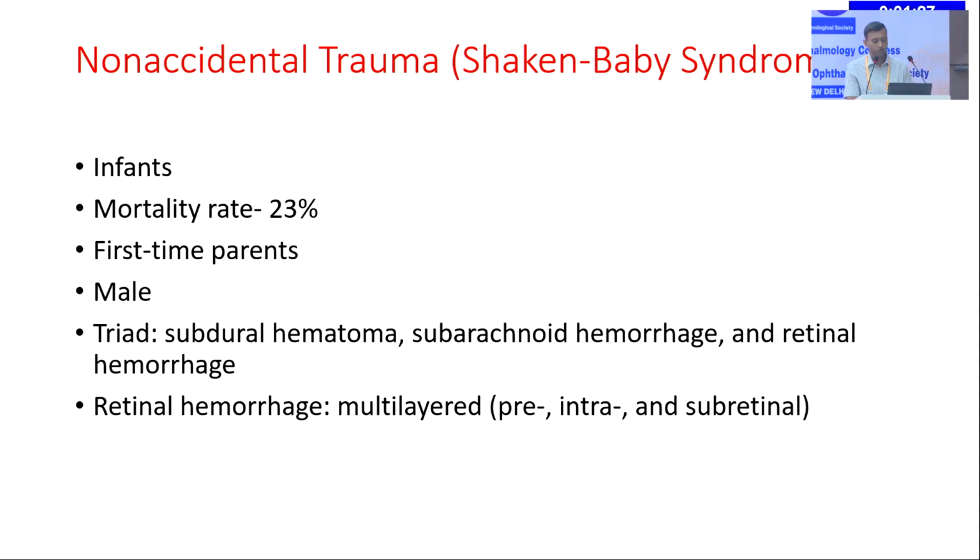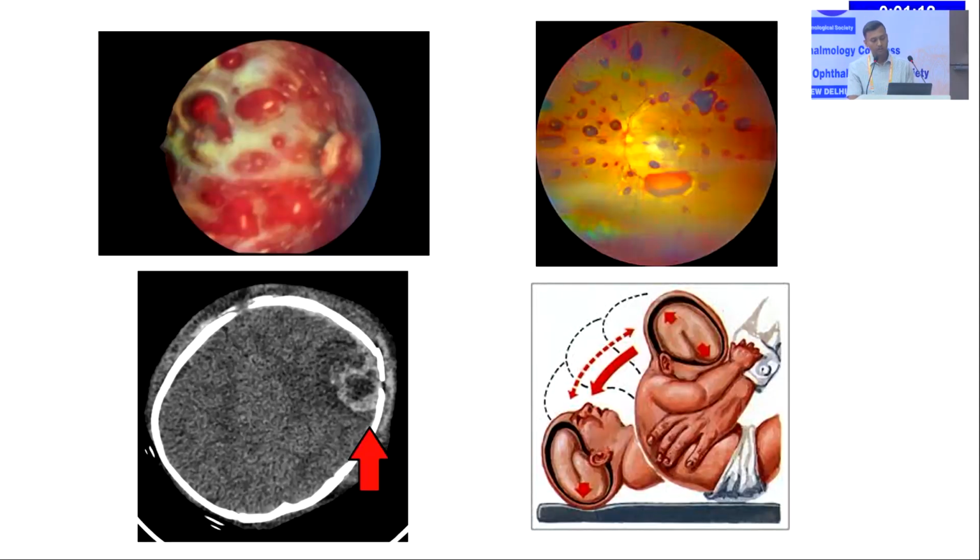Sometimes, very rarely, we come across non-accidental trauma in infants in the form of shaken baby syndrome, and this is generally seen in first-time parents, mostly male, who are suffering from depression, where they repeatedly hurt their infants. There can be a triad of subdural hematoma, subarachnoid hemorrhage, and retinal hemorrhage.